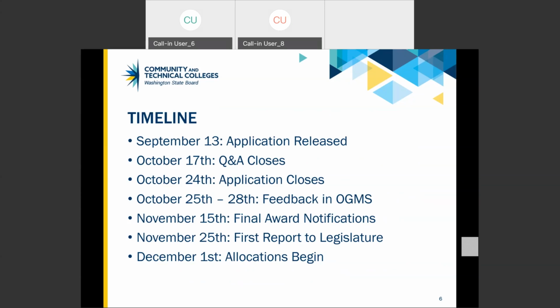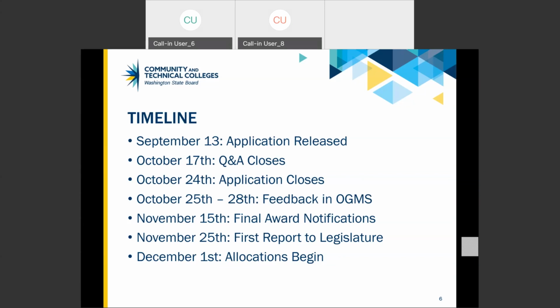Selected colleges will be notified no later than November 15th and present their proposals on November 25th to the Legislative Executive Work First Poverty Reduction Oversight Task Force. This will be our first report to the legislature. Funds will be allocated for fiscal year 2020 on December 1st. Please consider the funding timeframe of December 1st through June 30th for the first fiscal year of your proposal.